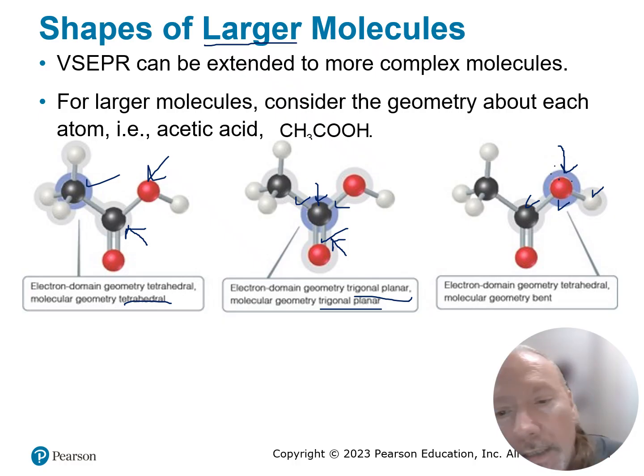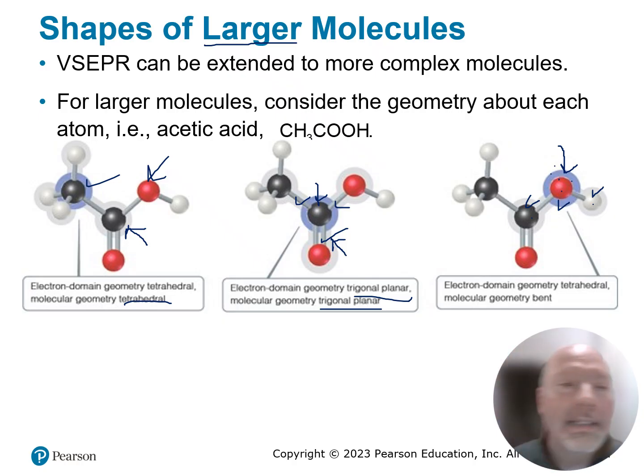So there's 1, 2, 3, 4 electron domains. So the electron domain geometry for this oxygen is tetrahedral, but the lone pairs cannot be counted as point groups, so we have to only count the hydrogen and the carbon. So there's only 2 point groups attached to this oxygen. And so the molecular geometry is simply bent here at this oxygen.